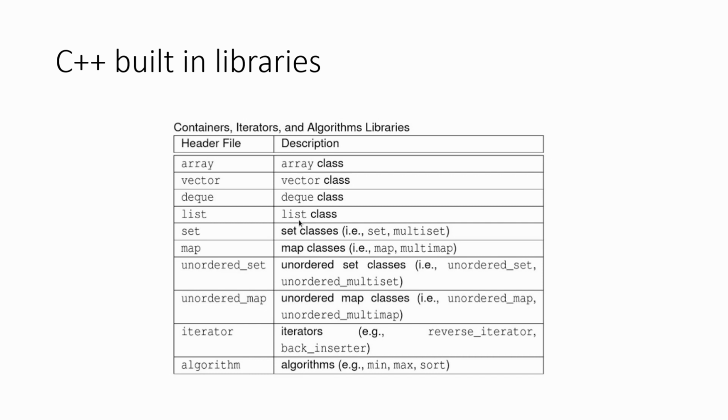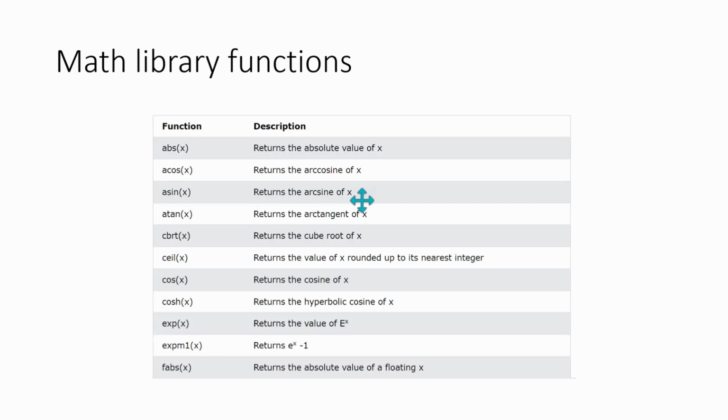It is highly efficient, highly useful, and it comes in handy. One thing to keep in mind is C++ is built on top of C. So whatever C had, C++ also has, and more. So you can use a built-in C library, if you really want to do that. Let's go back. One of the libraries that's built in is a math library.